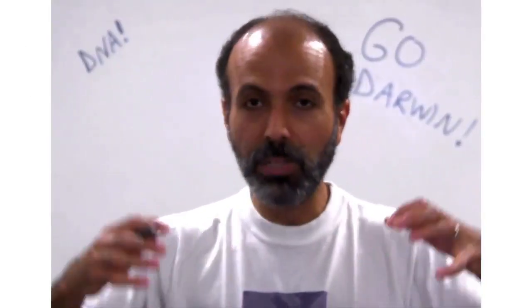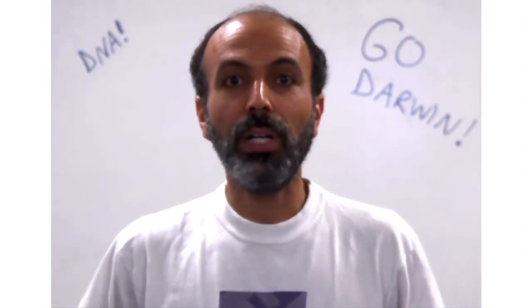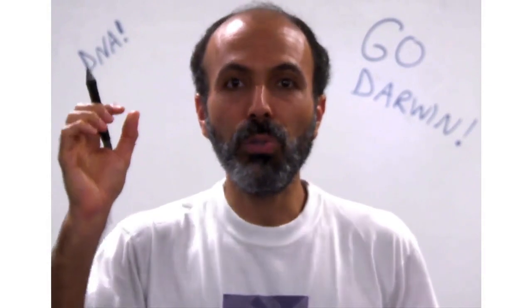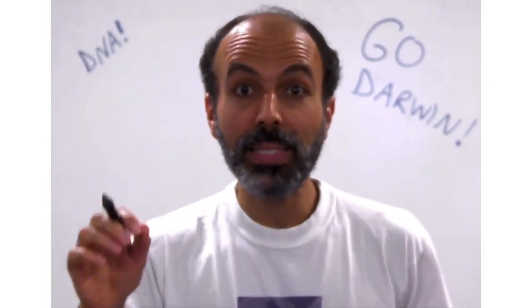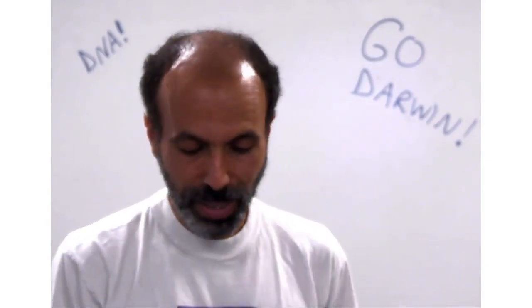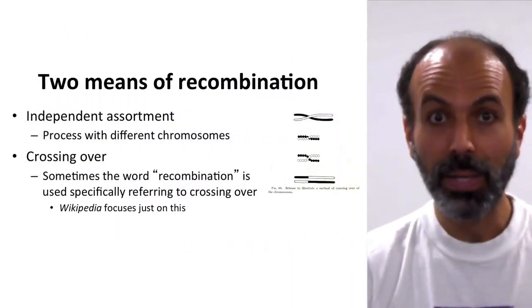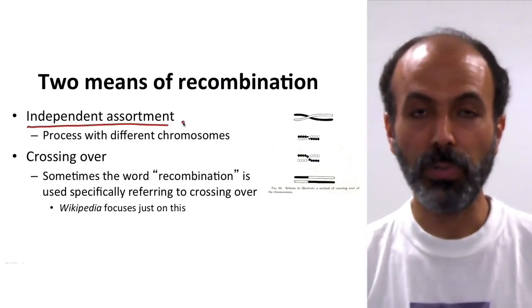So basically you're looking at the gametes that made the individual and the gametes that are coming out of the individual, and you're looking to see, is there a new combination in the gametes coming out of the individual? If there is, then you've had recombination. Now, there's two means of recombination. One of them is independent assortment, which we've talked about, and this is typically what happens when you have different chromosomes, right?